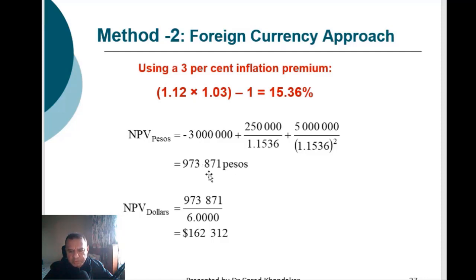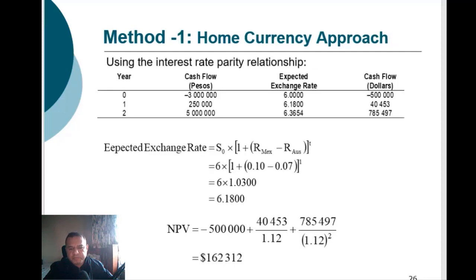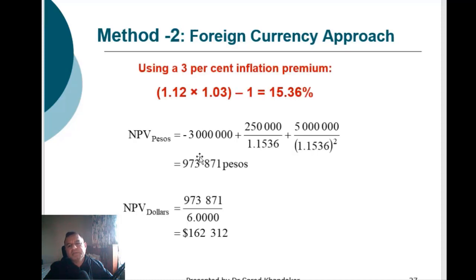If we convert this amount at the current exchange rate of 6, we find that it is 162,312, which is exactly equivalent to the 162,312 from method 1. So whether you use the home currency approach or the foreign currency approach, it should give you the same result.